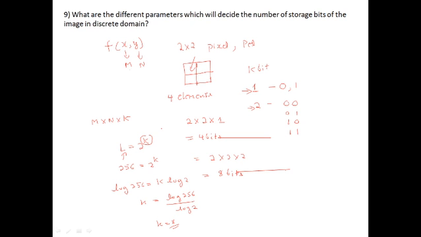Okay, these are the parameters: rows, columns, number of bits, and the levels.